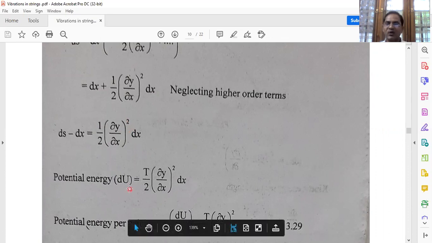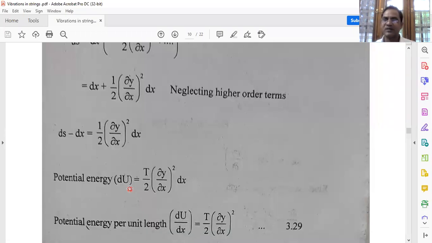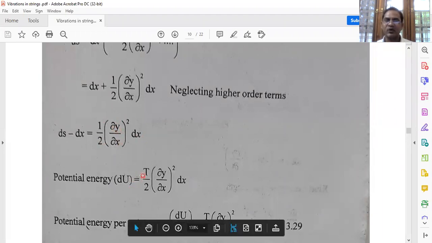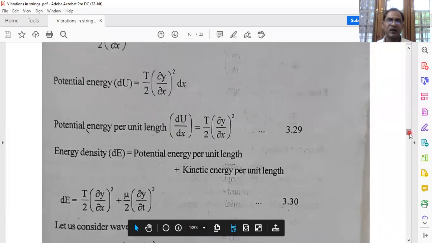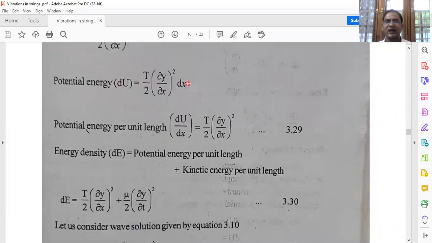Potential energy du is equal to tension into ds minus dx. What formula do we have? The potential energy of the string is equal to the tension in the string T into the change in length, ds minus dx. What did we get for ds minus dx? 1 by 2 (dou y by dou x) whole square dx. So substituting here, du is equal to T into this much, T by 2 (dou y by dou x) whole square dx. Right. Then the potential energy per unit length, du by dx, is equal to T by 2 (dou y by dou x) whole square.